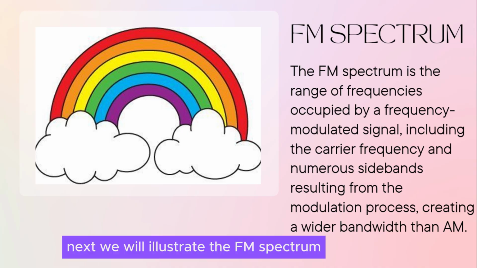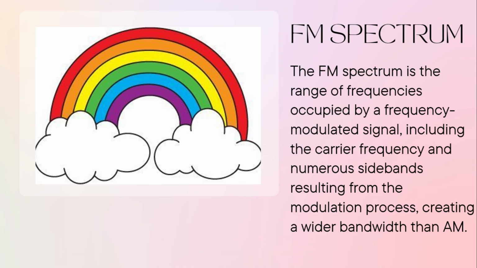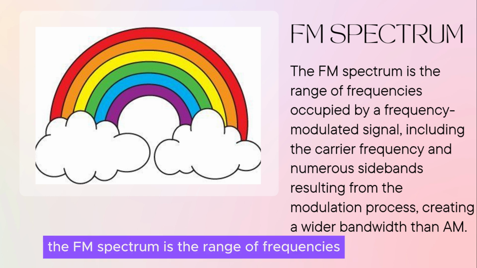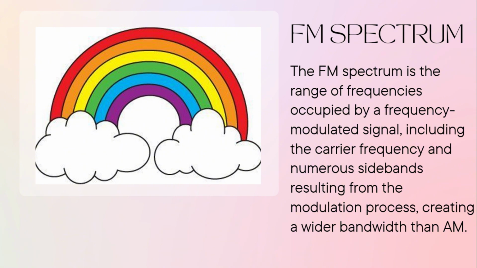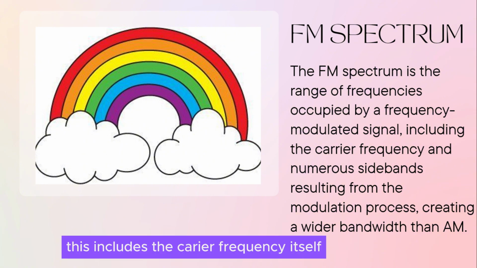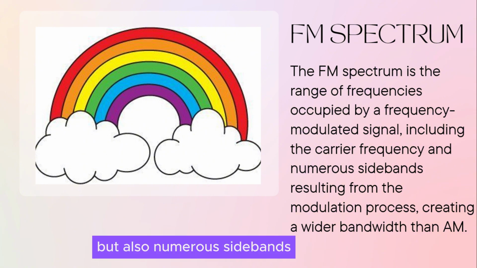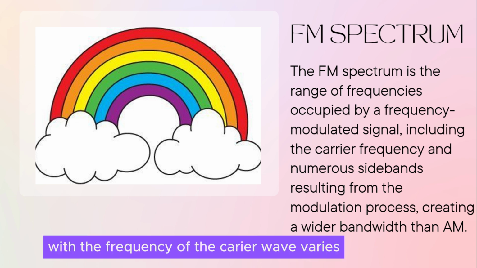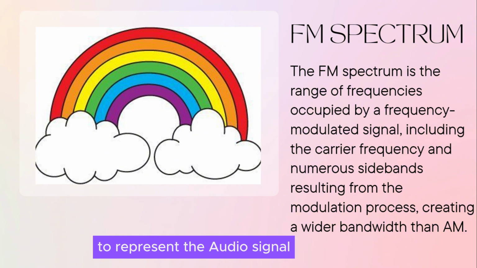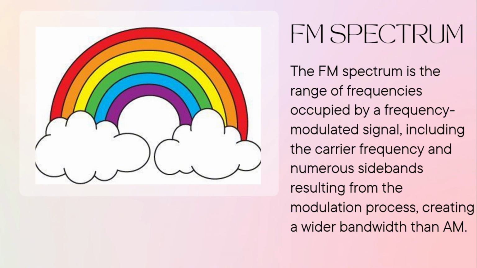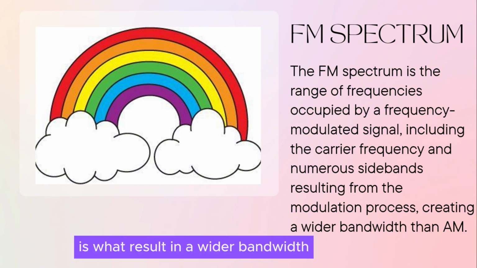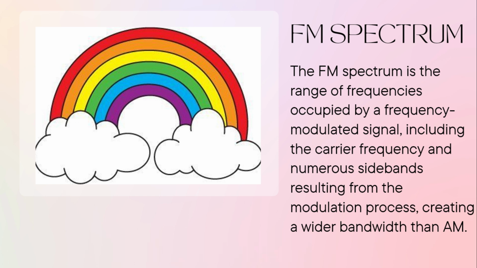Next, we will illustrate the FM spectrum. The FM spectrum is the range of frequencies occupied by a frequency-modulated signal. This includes the carrier frequency itself, but also numerous sidebands. These sidebands are created during the modulation process, where the frequency of the carrier wave varies to represent the audio signal. The presence of these sidebands is what results in a wider bandwidth for FM compared to AM.